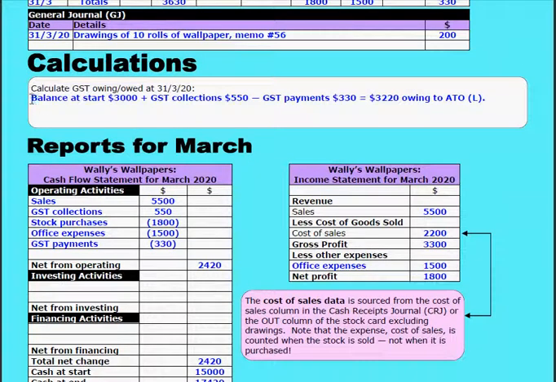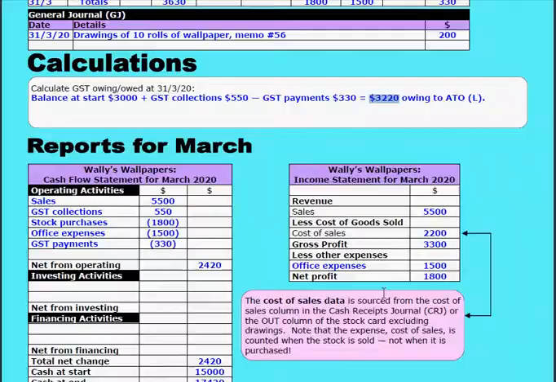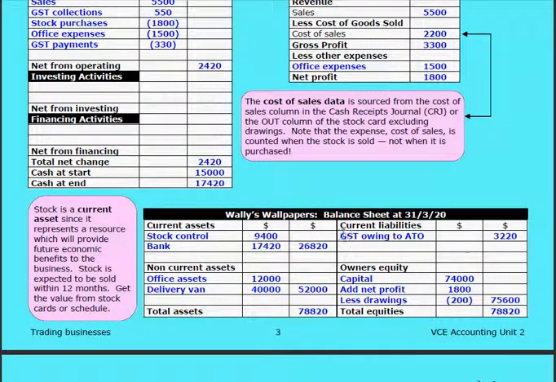So here's the calculation. We were given a balance of $3,000 at the start. That's the amount owing to the ATO. We add the amount collected during the period, that $550. That $550 comes from here, cash receipts journal. We take away the payments, GST $330, that comes from the cash payments journal, and we're left with a balance of $3,220. And that's the amount that's still owing to the ATO. It's a current liability. It'll be paid within 3 months usually, and there it is in the balance sheet.